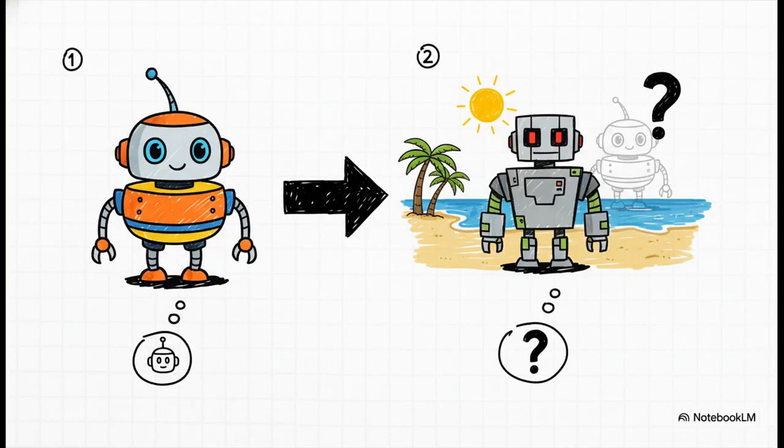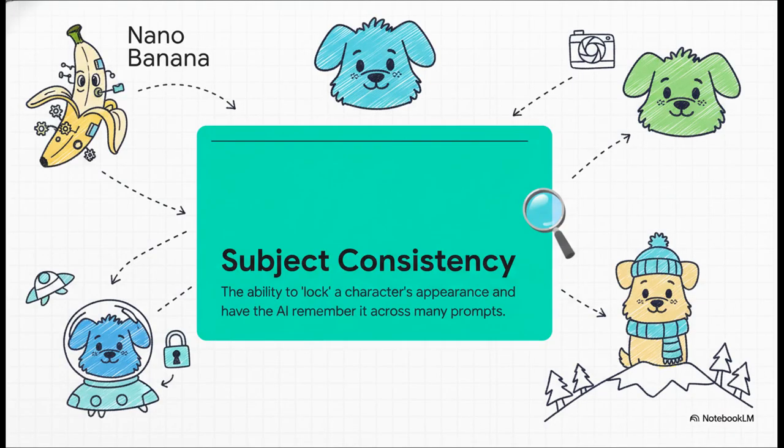And what about characters? This was a massive point of frustration. You'd spend ages crafting the perfect character, let's say a cool robot named Sparky, but then you'd ask for a new picture of Sparky at the beach, and the AI would have total amnesia. It would give you a completely different robot every single time. So, Nano Banana solves this with something called subject consistency. You can basically lock in what a character looks like. You tell it what Sparky looks like one time, and then the AI remembers him, whether you put him on a spaceship, up a snowy mountain, or anywhere else.